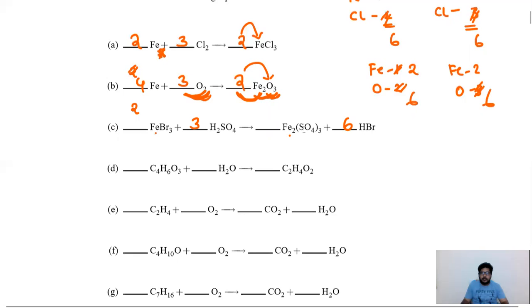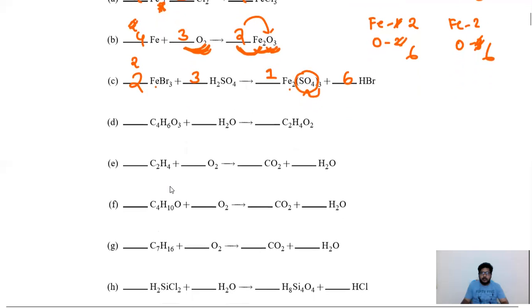Here if you observe, SO4 is taken thrice. So this 3 should be given to SO4, right? Anyhow, we have placed 3 here, isn't it? So this 3 is given for SO4 only. Now here 1. So the answer is 2 FeBr3 plus 3 H2SO4 gives rise to Fe2(SO4)3 plus 6 HBr.